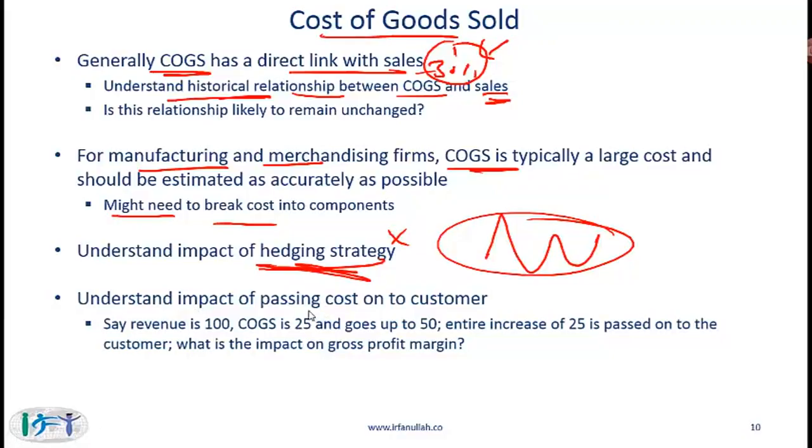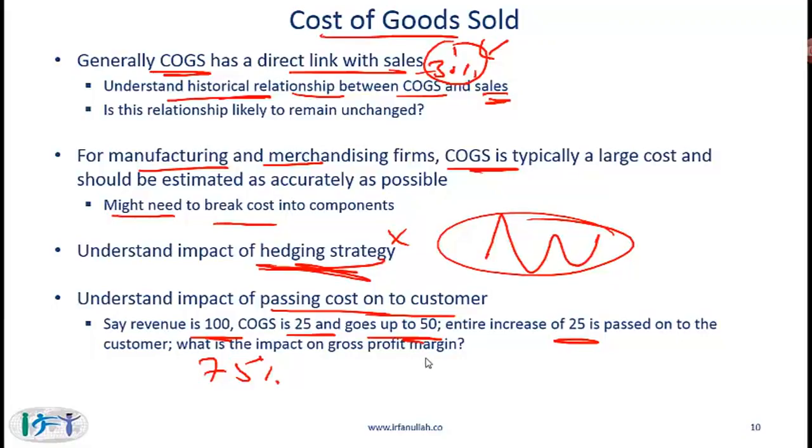Also understand the impact of passing the cost on to the customer. Now I'll give you a simple scenario where you might think that the company is passing the entire cost of an increase in input to the customer, but the margins are falling. So let's say that your revenue is 100 and COGS is 25. So what's the gross profit margin here initially? The gross profit margin is 75%. And then the cost of input doubles from 25 to 50. The increase is 25 and you pass that entire 25 on to the customer. Does your gross profit margin stay the same, go up, go down?